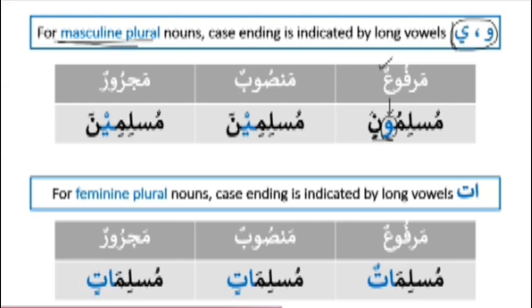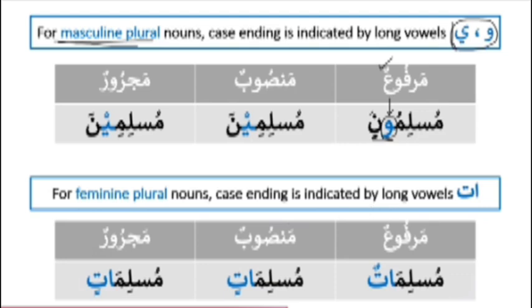So now we can see over here that when we talk about the masculine plural, marfu comes with waw. And mansub and majroor comes with ya, and the sound will be ina, ina. Una, ina, ina. So for the dual, it was ani, aini, aini. And for the plural masculine, we have the sound of una, ina, ina. So inshallah, once you get used to these sounds, you will definitely enjoy it.